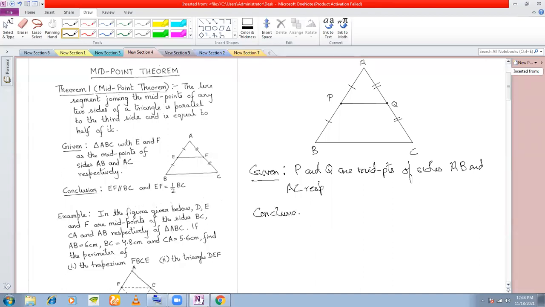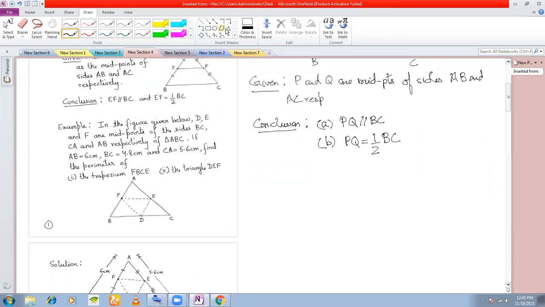two things you can conclude. What are the two things you conclude? The first thing is that PQ must be parallel to BC. That is, the straight line joining the midpoints of the two sides must be parallel to the third side. And the second thing is that the length of PQ must be equal to half the length of the third side BC. This is the midpoint theorem.